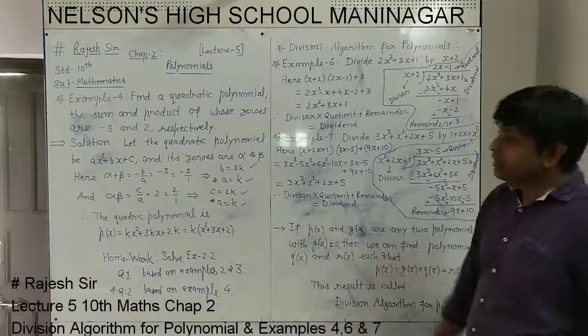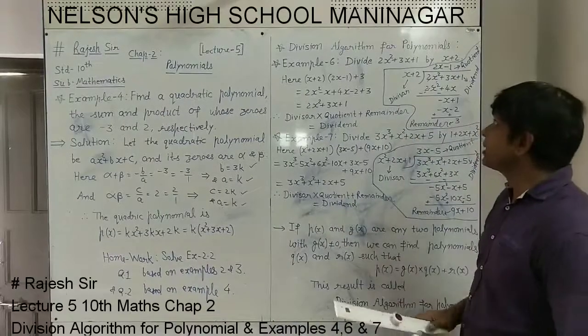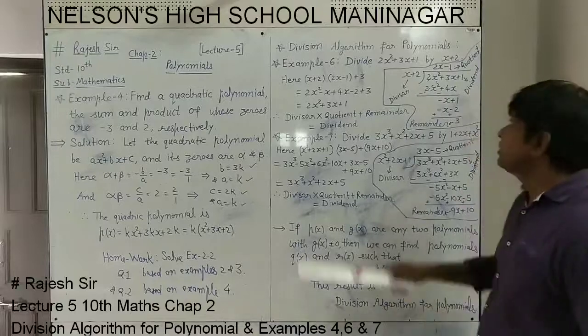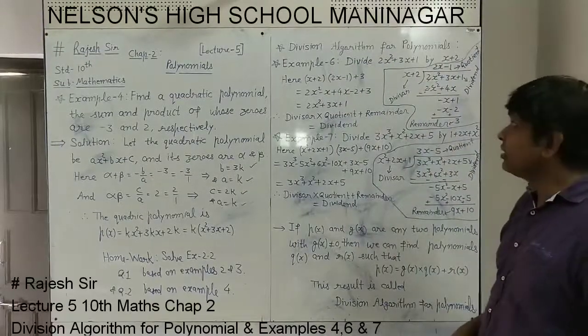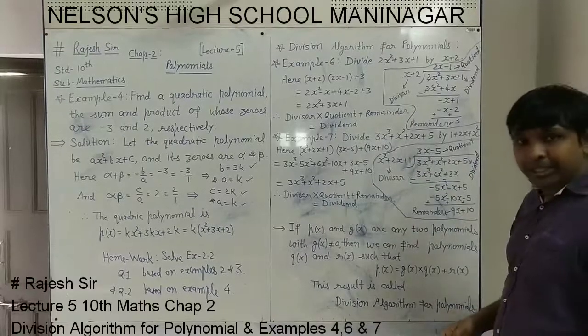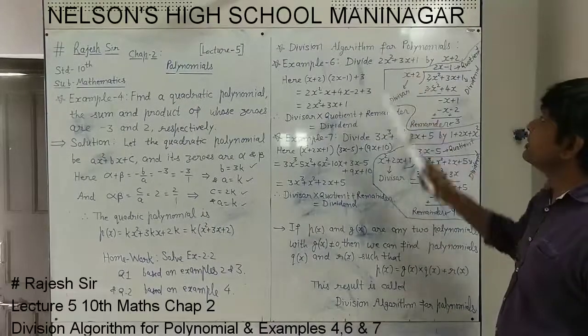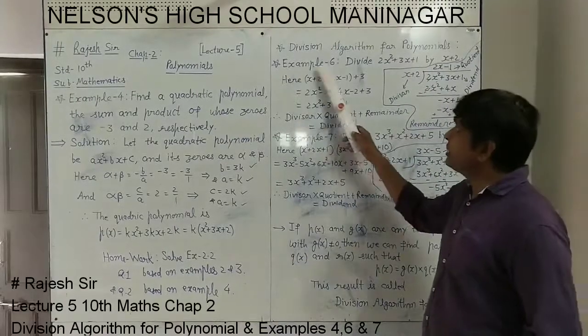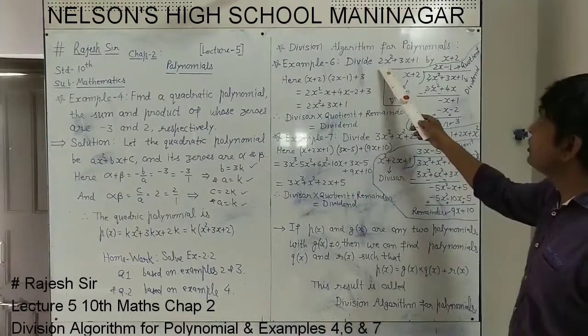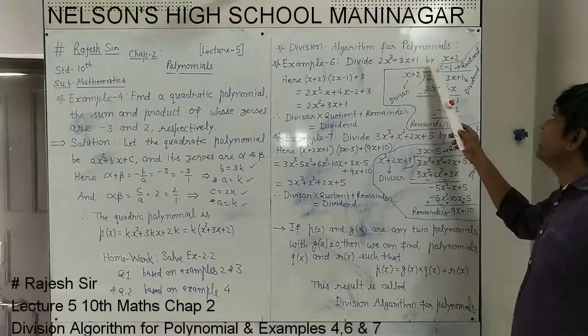Now after this concept and exercise 2.2, we have a new concept: the division algorithm for polynomials. For this we will see two examples and then we will see what the division algorithm for polynomials is. So example 6: divide 2x square plus 3x plus 1 by x plus 2.